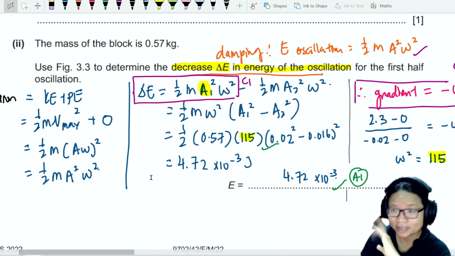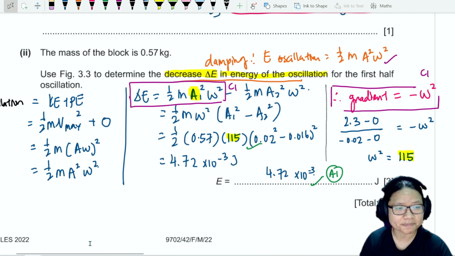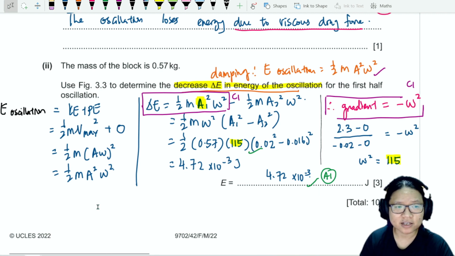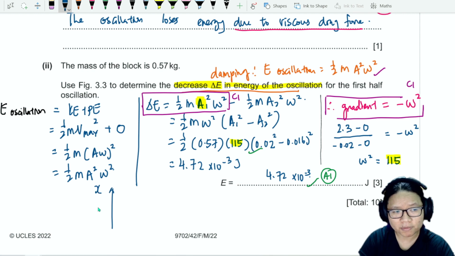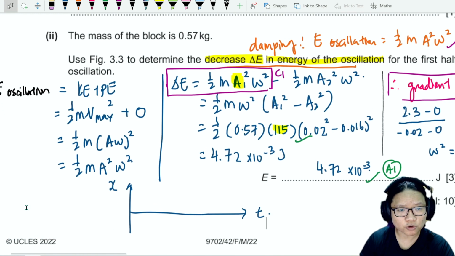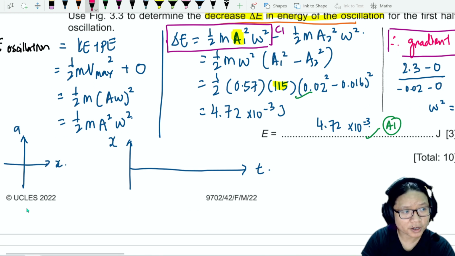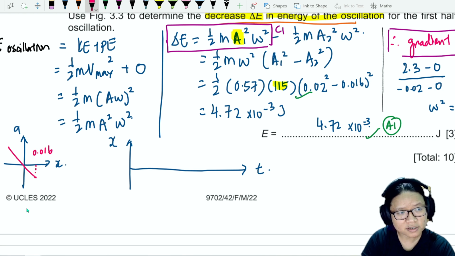All right, that's it for the question, but I want to tell you something. One way of thinking about this question or damping is that they say the first half of the oscillation. So if I'm going to graph a more familiar graph for damping, which is x against t, I'm going to zoom in here a bit so that I can draw. But you were given a graph of acceleration against displacement, right? And then the graph was something like this. Here is 0.016 meter, and here is negative 0.020 meter.